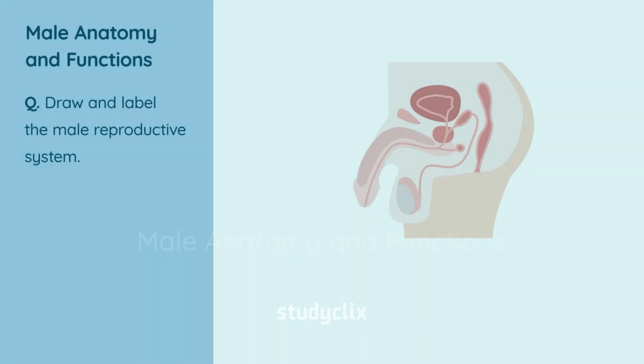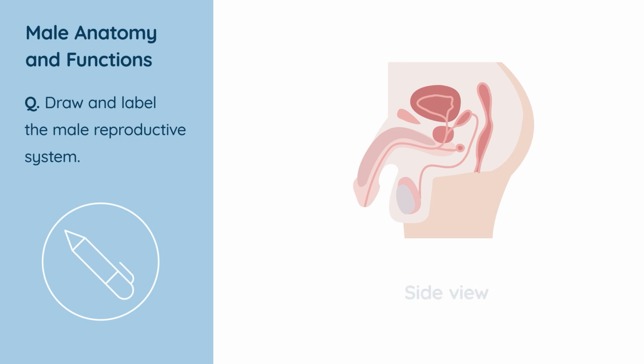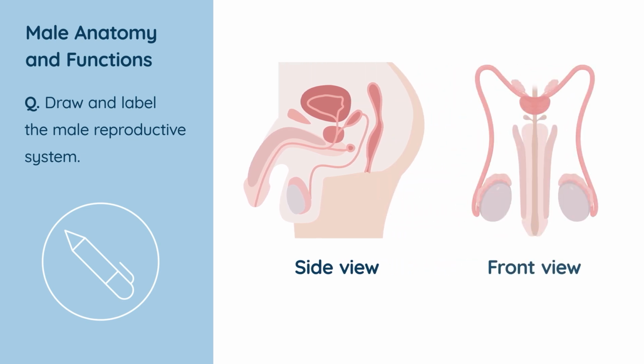Okay, in this quick video, we're going to have a look at the male anatomy and the functions of the different parts. You'd often see this asked in a question like draw and label the male reproductive system. There are two ways you can draw it. Some students prefer to draw a side-on diagram, some prefer to draw a forward-facing diagram.